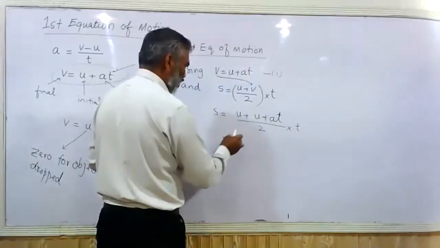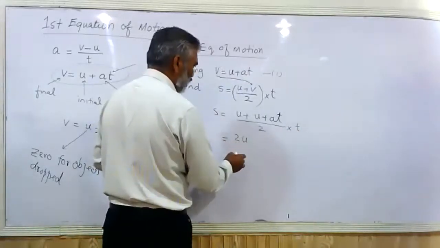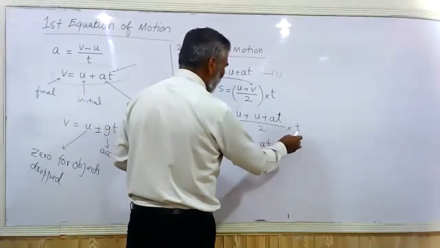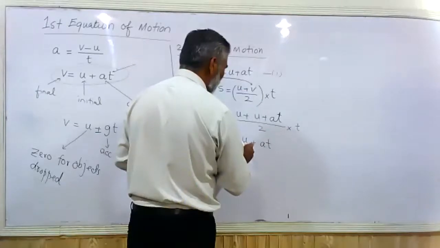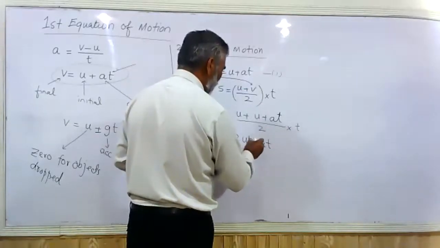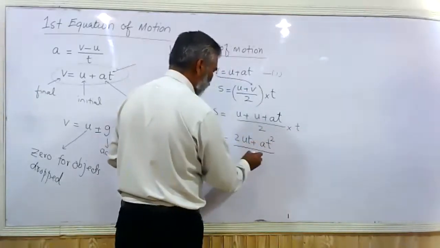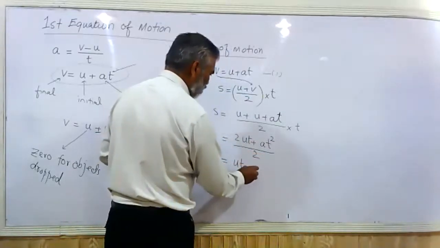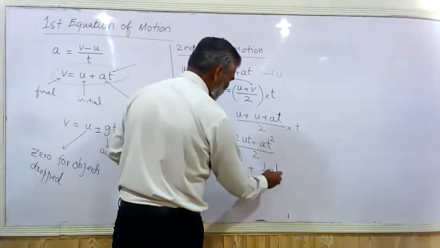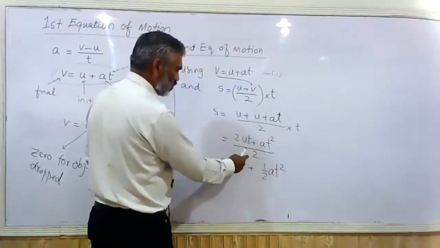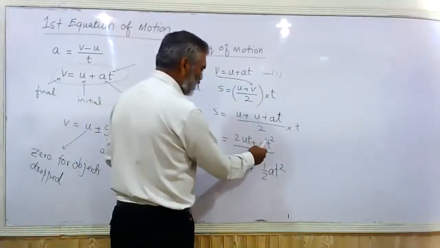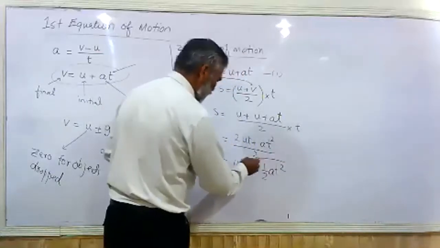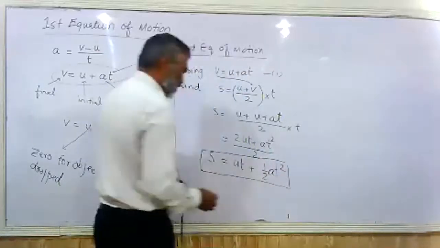When I simplify this all, it becomes 2U plus AT, and if I multiply this T by these two terms, this becomes 2UT plus AT square over 2. And when I separate these two terms, it becomes UT plus half AT square, because when I divide this term by 2, this cancels, and when I divide this term by 2, it becomes 1 over 2 AT square. S is equal to UT plus half AT square is the second equation of motion.